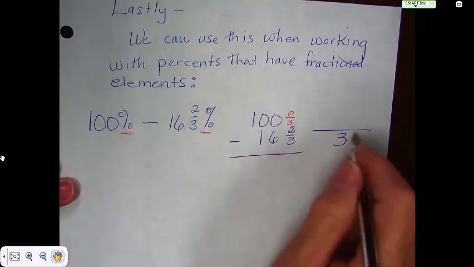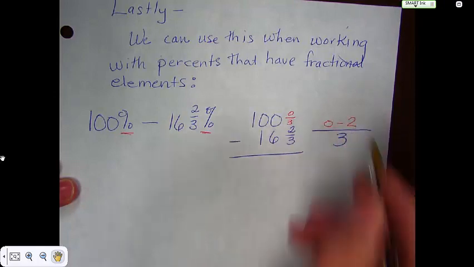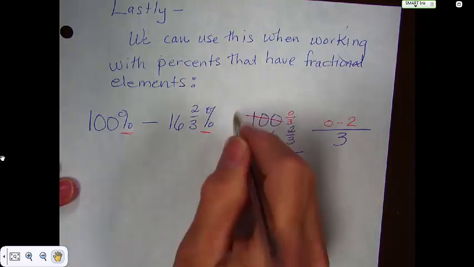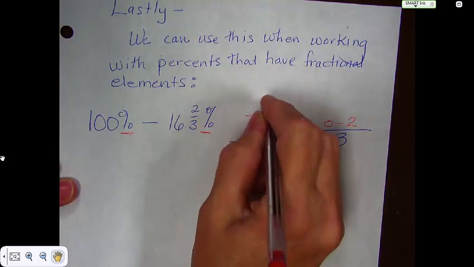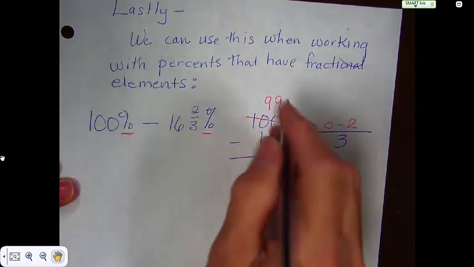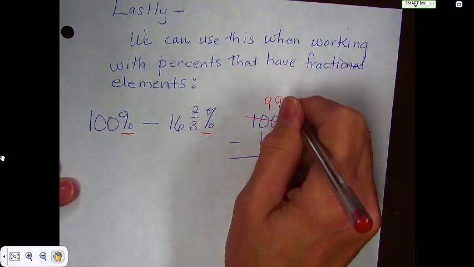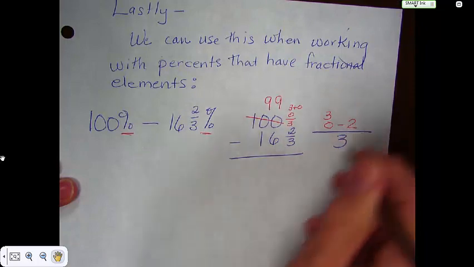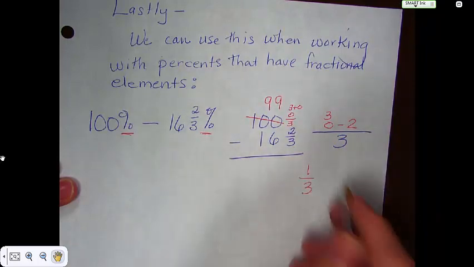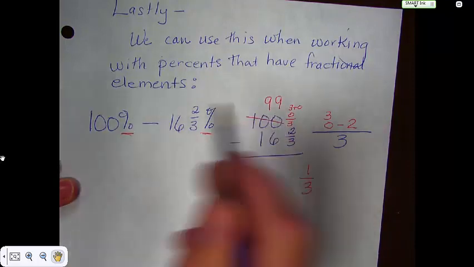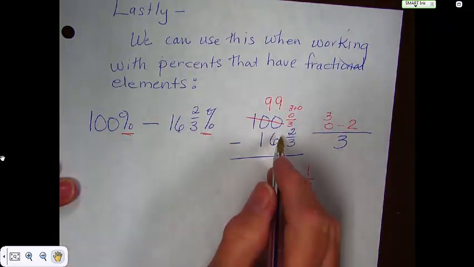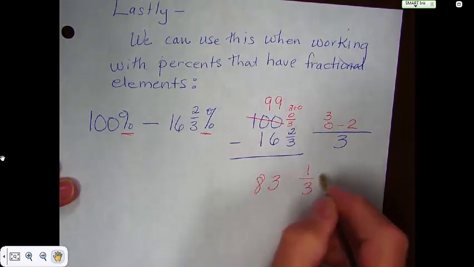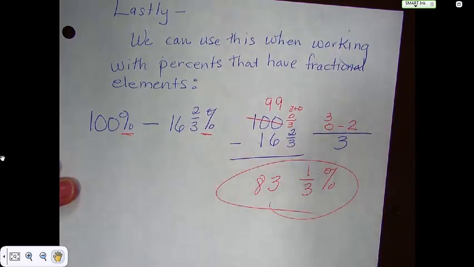And we want to be able to take 0 minus 2, which we know right now doesn't work. So we cross this out. We're gonna borrow 1. So now this is 99, right? And we brought 3 thirds over, so this becomes 3 plus 0. And now we have 3 minus 2, which is 1 over 3, right? 1/3. And then we have to take 99, which is what's left on the top, minus the 16. 6 from 9 is 3. 1 from 9 is 8. And you add your percent sign, and you are done.